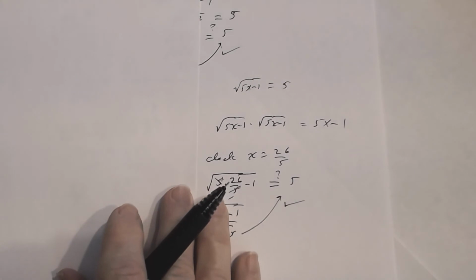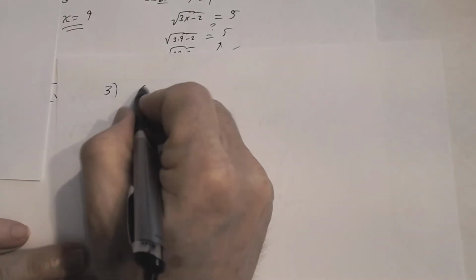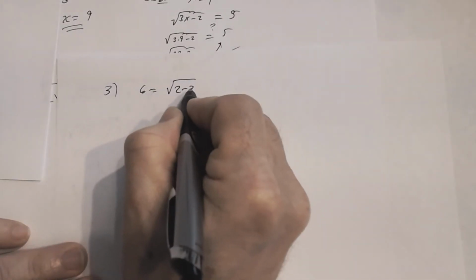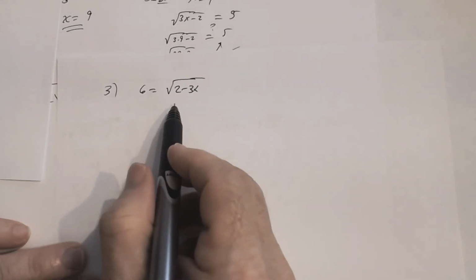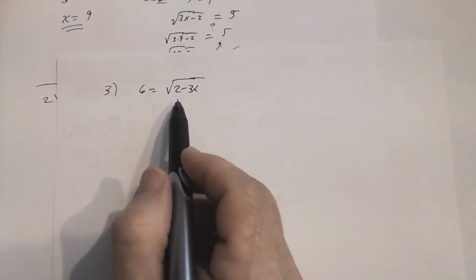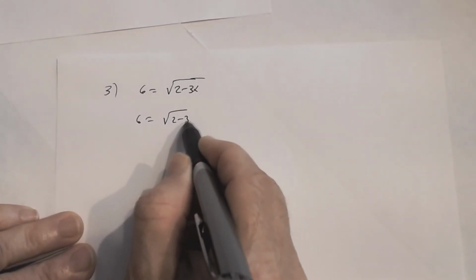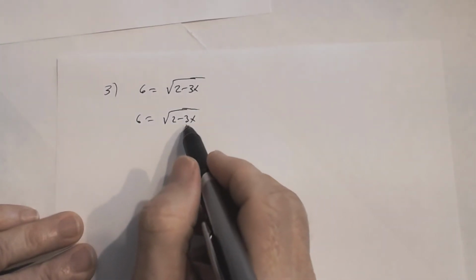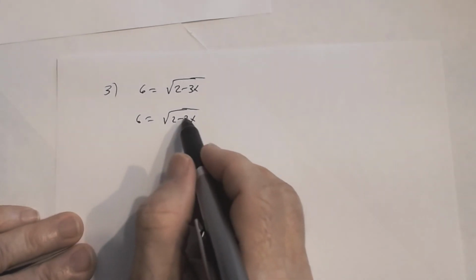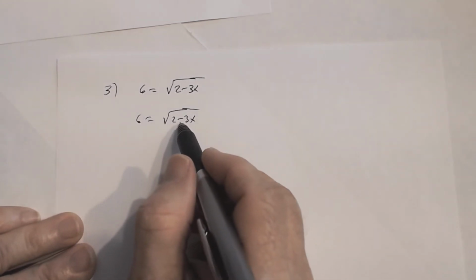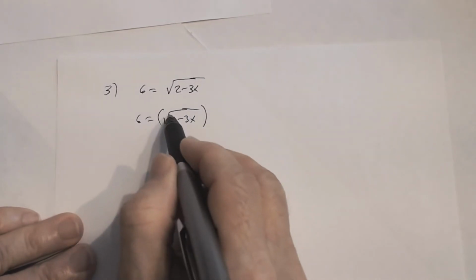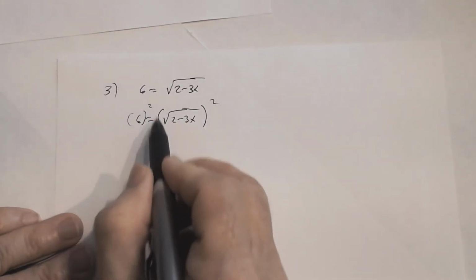All right, and finally number 3. So here's number 3: 6 equals the square root of 2 minus 3x. Notice that the radical is already by itself. So what's the next step I should do? What do you think you should do to get rid of the square root symbol? Because you're trying to get this radicand by itself now. Yeah, square both sides. Whenever you deal with a square root, you're going to square both sides.